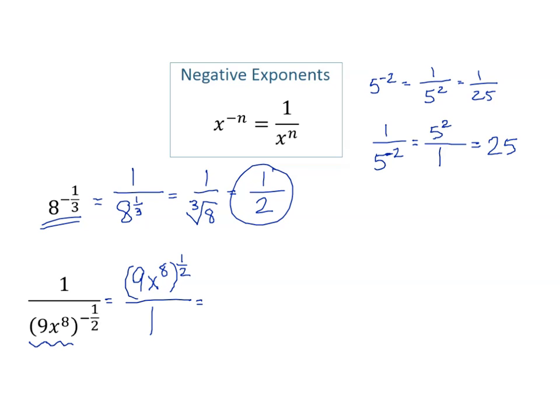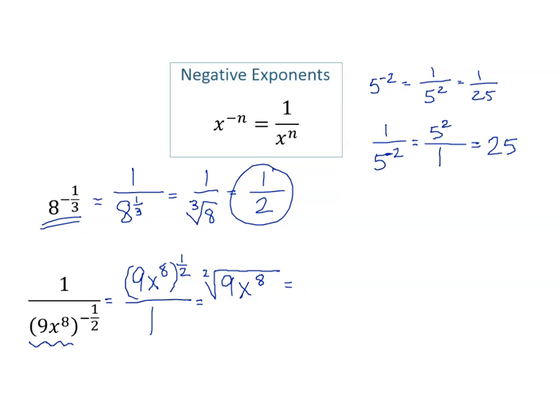Now since each of these factors inside the parentheses are raised to the 1/2 power, that's the same as saying the square root. So I'm going to put a little 2 right here. Square root of 9x to the 8th. And I can put it over 1, but at this point I don't really need to, because you know that over 1 is the same thing as just having it written without being in fraction form.